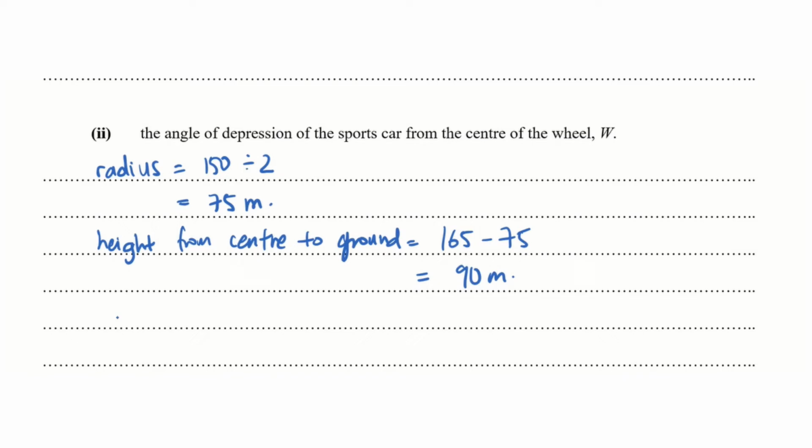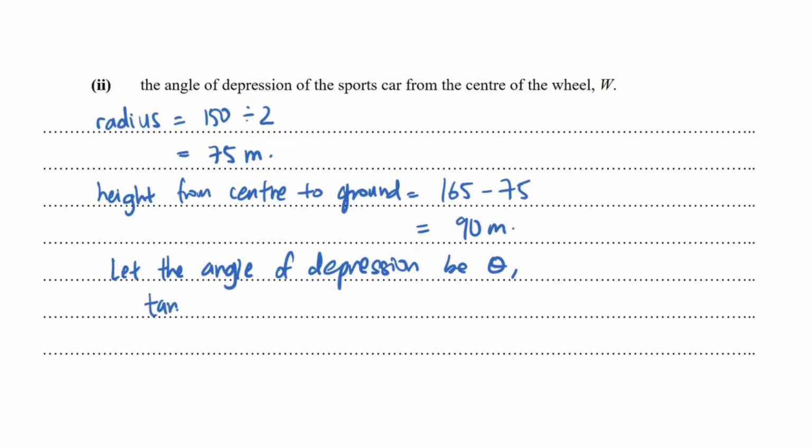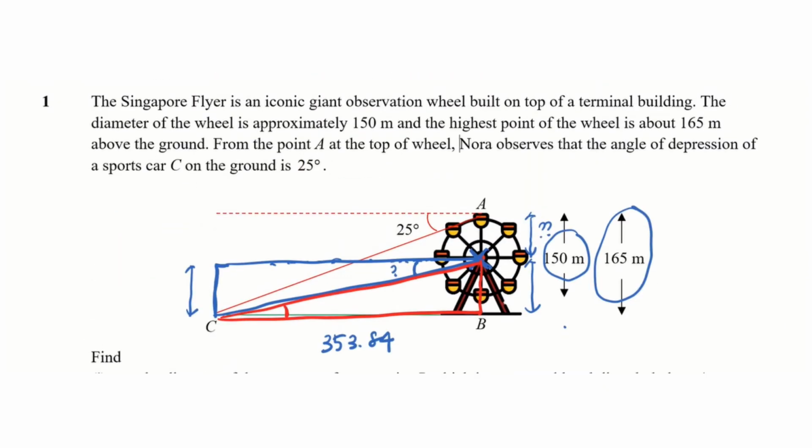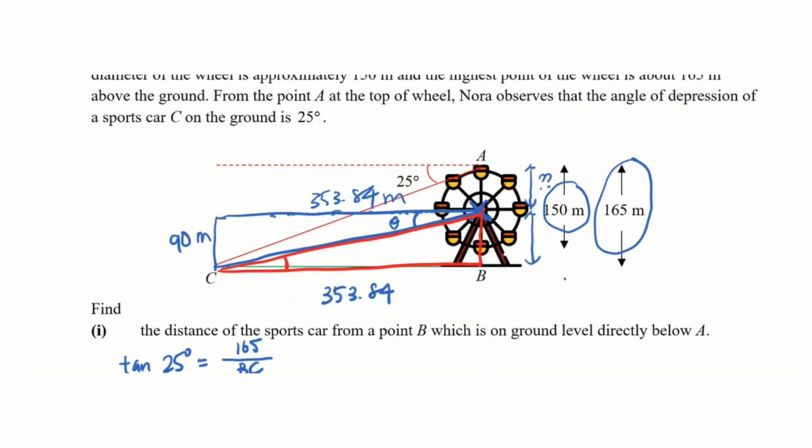So let us let this angle that we are trying to find be theta degrees. Using our tua kaso, which is tangent, tangent theta will be equal to the opposite. Let me refer back to the diagram. If we make use of the blue triangle, theta is over here, so this is now 90 meters. Then the adjacent is 353.84. So opposite is 90, adjacent is 353.84.